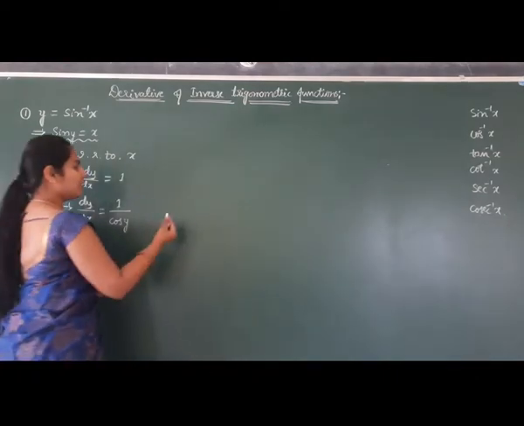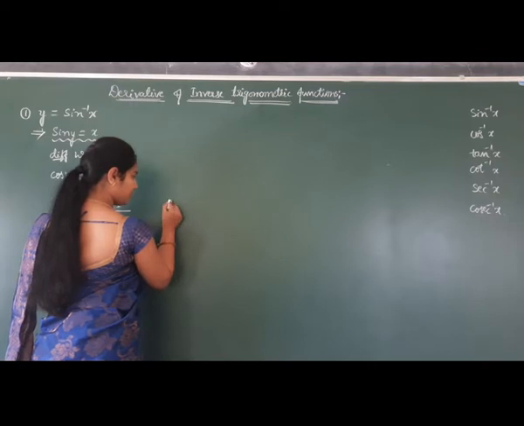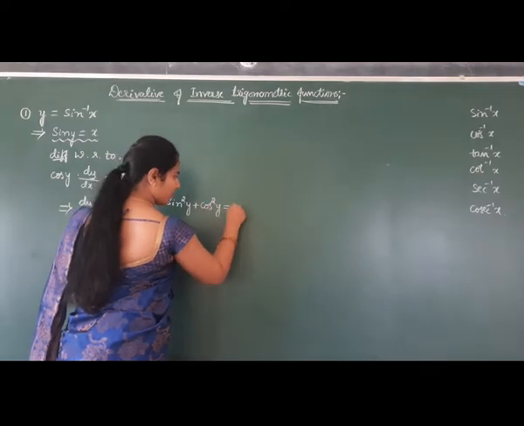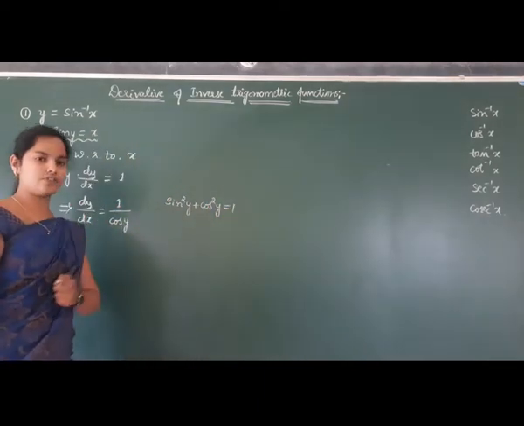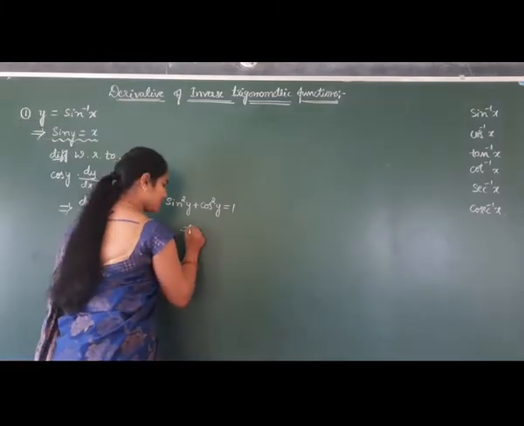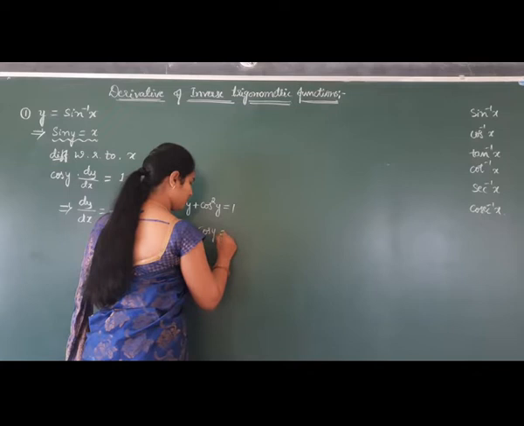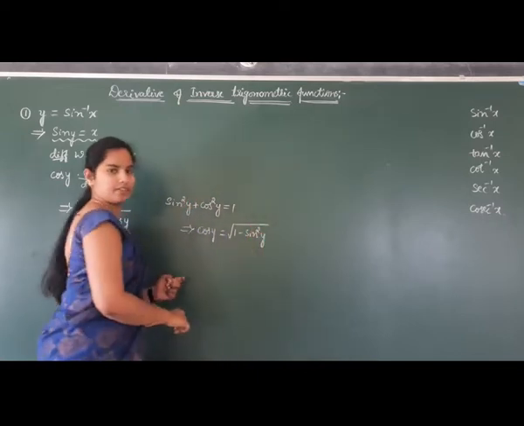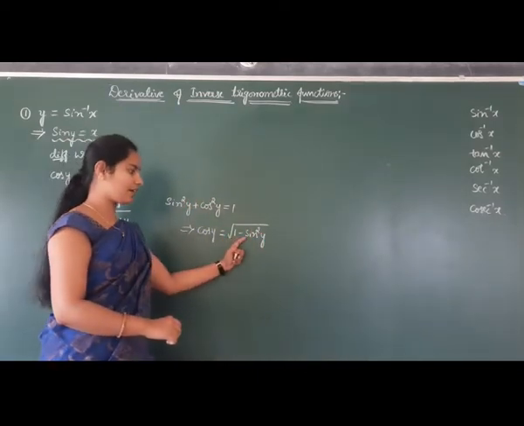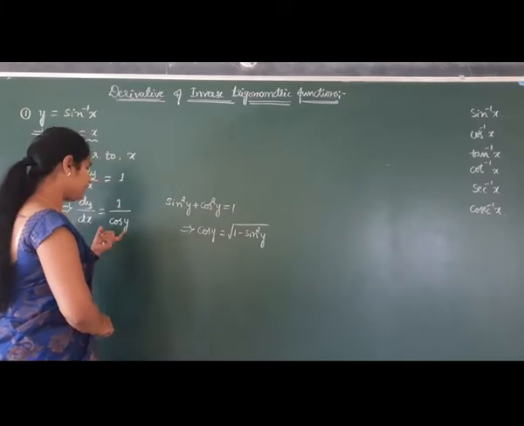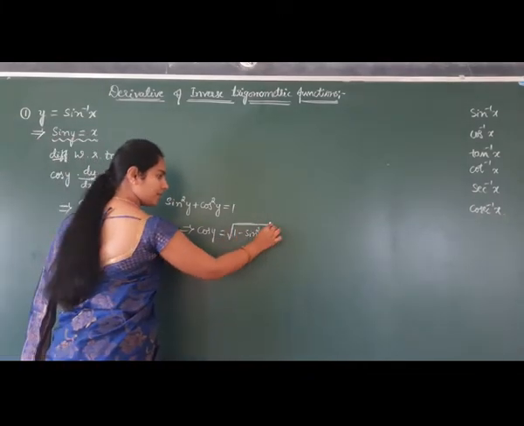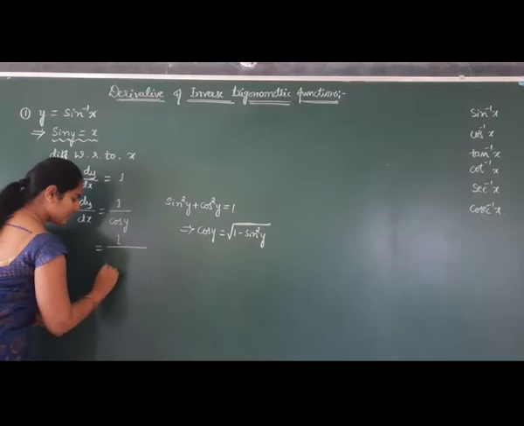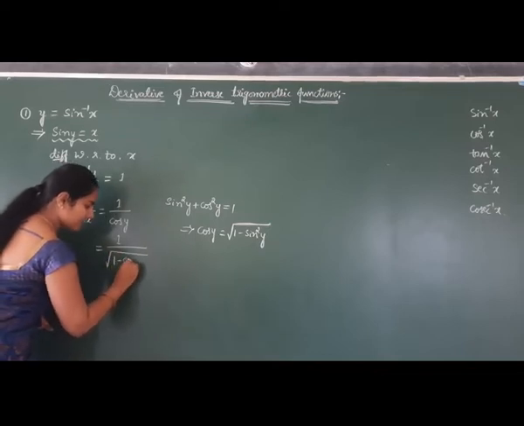Okay. So we all know that sin square y plus cos square y is equal to 1, right? So this implies cos y is equal to square root of 1 minus sin square y. So now I will replace cos y by square root of 1 minus sin square y. Okay? So this is equal to 1 divided by square root of 1 minus sin square y.